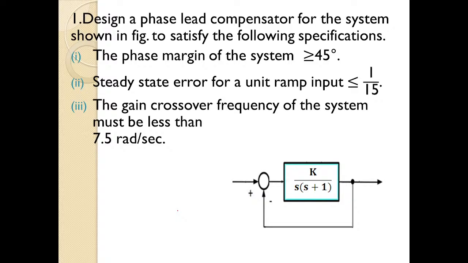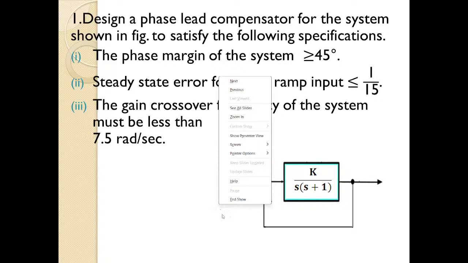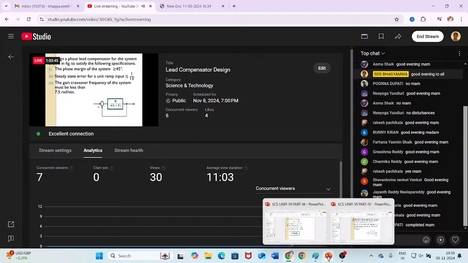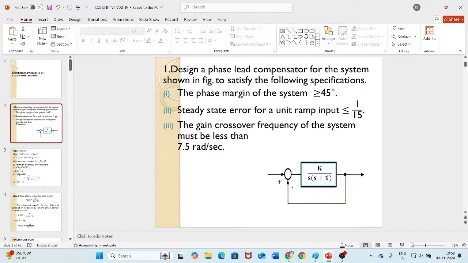If you complete inform, okay then. Okay, let us proceed.